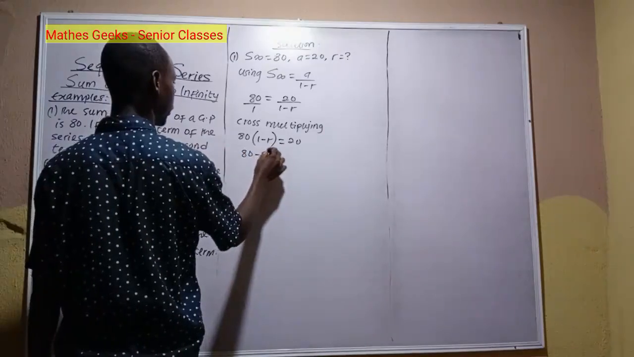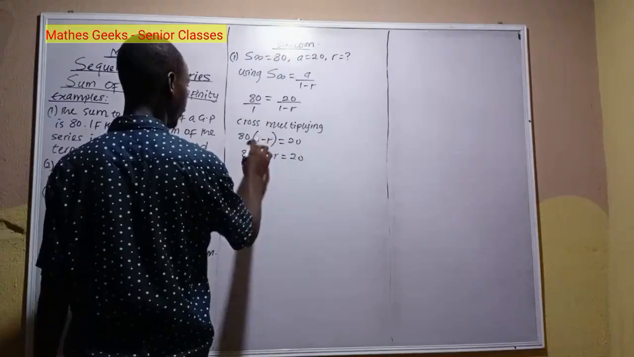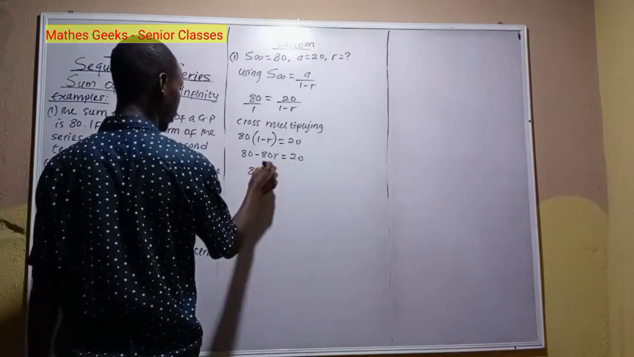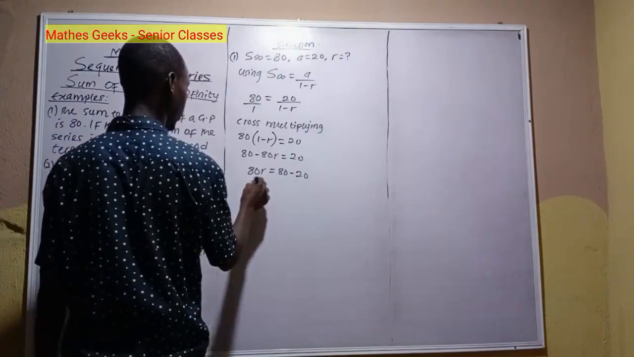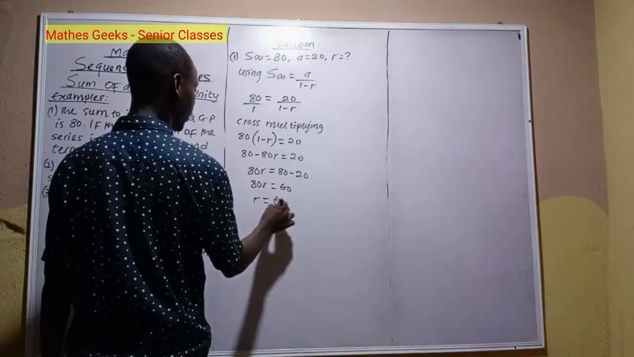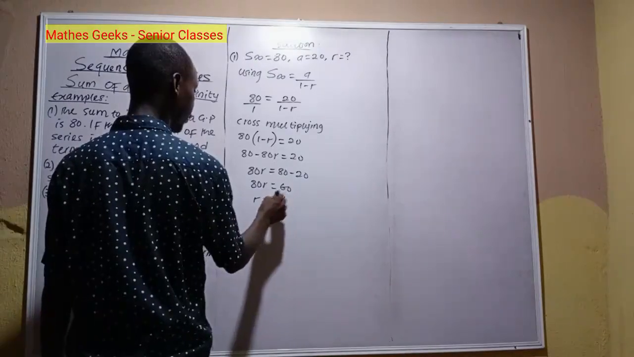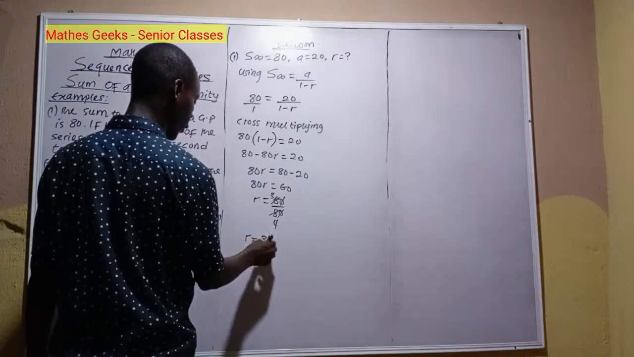80 minus 80R is equal to 20. So bring this one here, bring this one here. 80R is equal to 80 minus 20. 80R is equal to 60. R is equal to 60 over 80. 2 into 6 is 3, 2 into 8 is 4. So R is equal to 3 over 4.